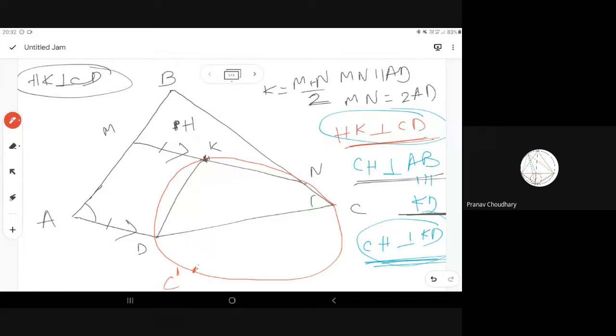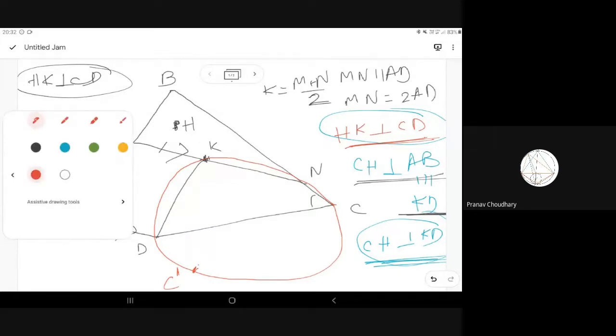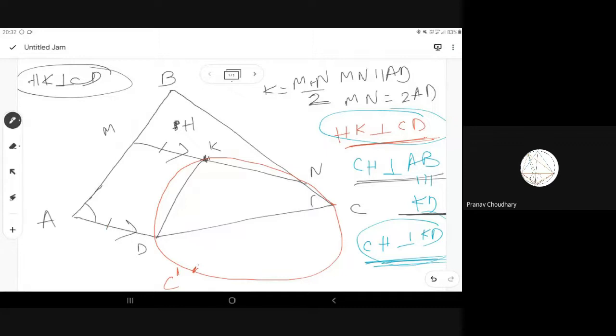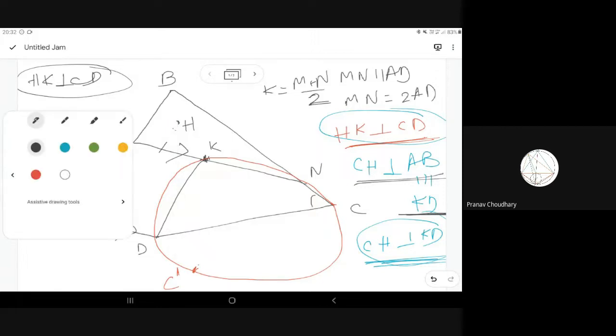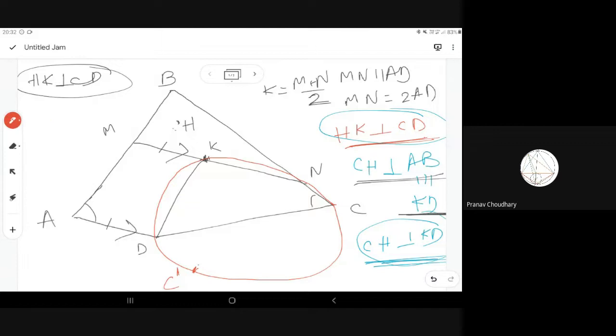Okay, so what I did was I introduced the antipode of C in the red circle, C dash K parallel to AH. C dash K parallel to what? AH. No. Wait, what is? Yeah, okay. But I'm just reading again. Take a look at this, right?